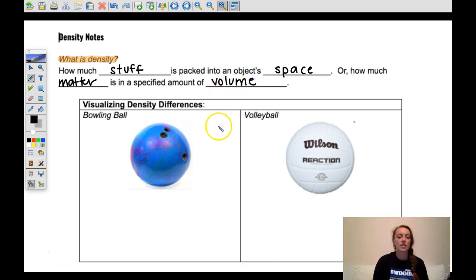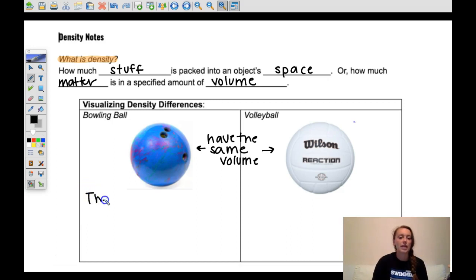Now let's try to visualize density. Let's assume that this bowling ball and this volleyball have the same volume, which means they both take up the same amount of space. But think about what you'd rather be tossed. Would you rather have your friend throw a bowling ball at you or a volleyball? I hope that you said volleyball, and you know why. It's because it's lighter, which means it has less mass. So the bowling ball, in contrast, has more mass.